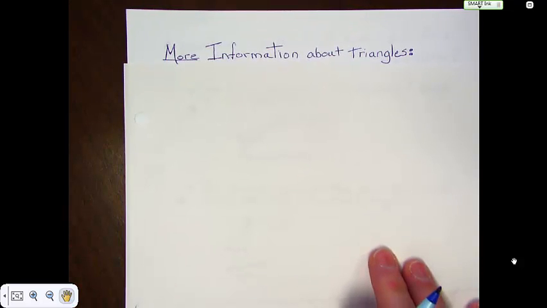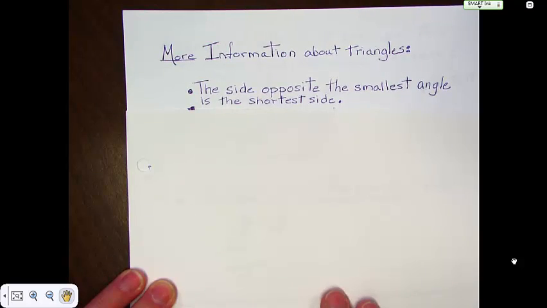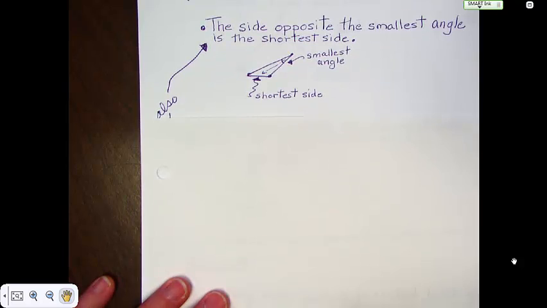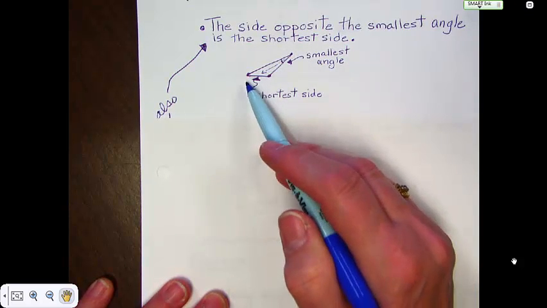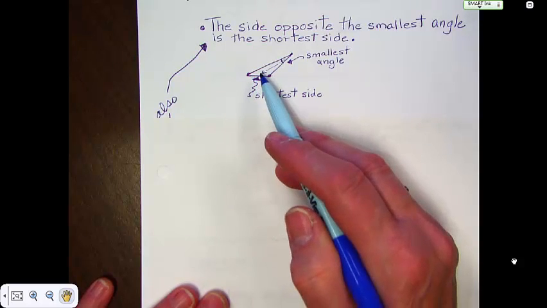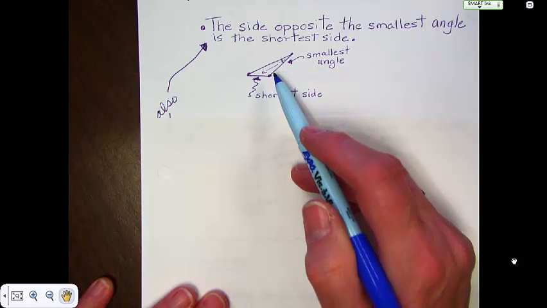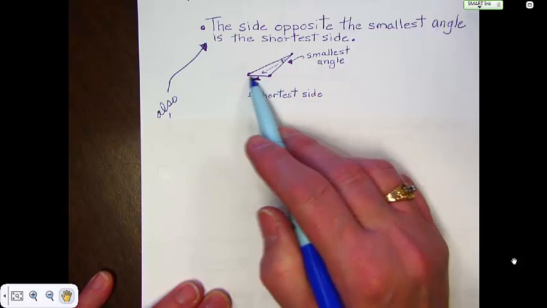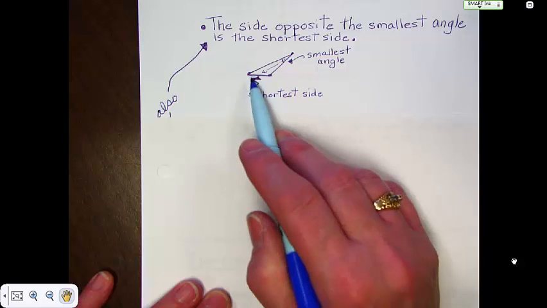A little more information about triangles. The side opposite the smallest angle is going to be the shortest side. So if you look at this example, and you can draw it into your notes, you've got a tiny little angle here. And so again, if you're sitting on the floor and you're trying to do the splits, but you just can't quite get the splits done, you can only open your legs just a little bit, there's a little tiny distance between your feet. So smallest angle, shortest side.